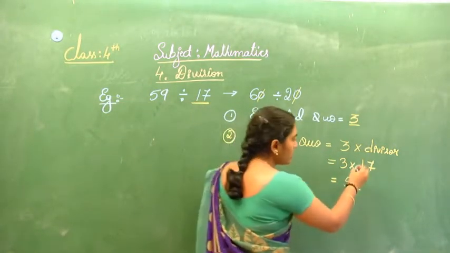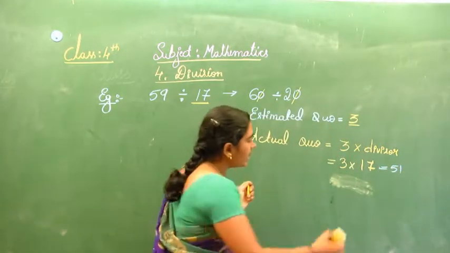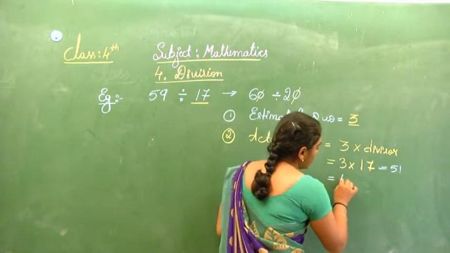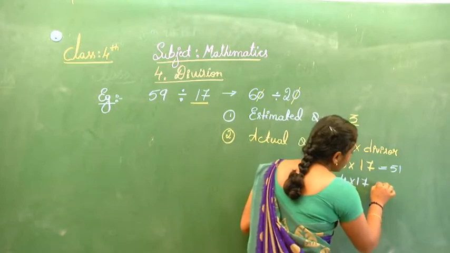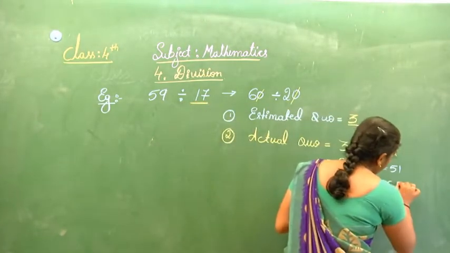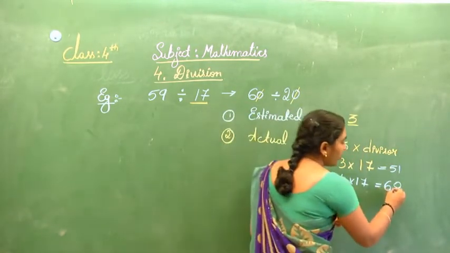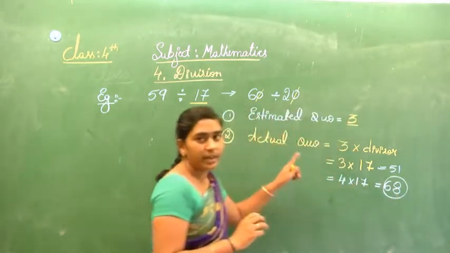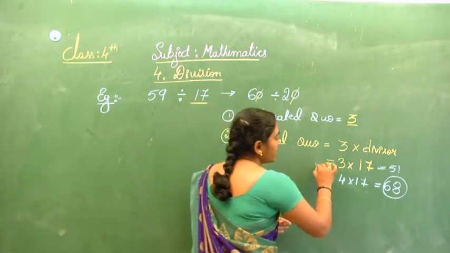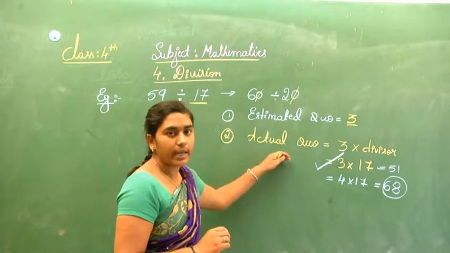Let's check one more number. That is 4 into 17. How much will we get? 17 fours are 68, which is more than the dividend. We have the dividend 59, but 68 is more. That's why let's choose 3 as the actual quotient. That is the second step.